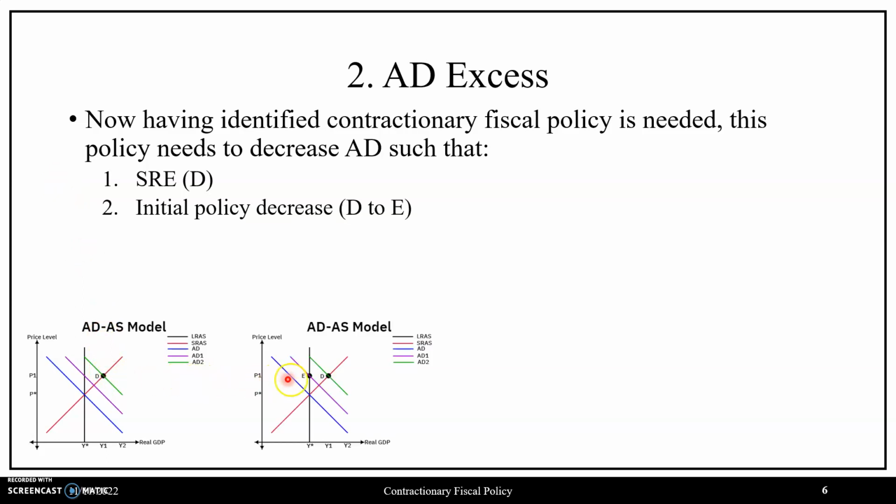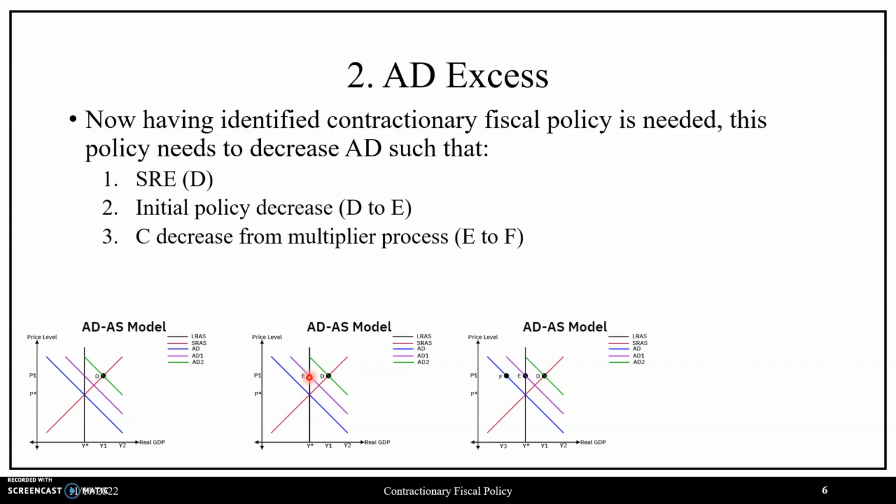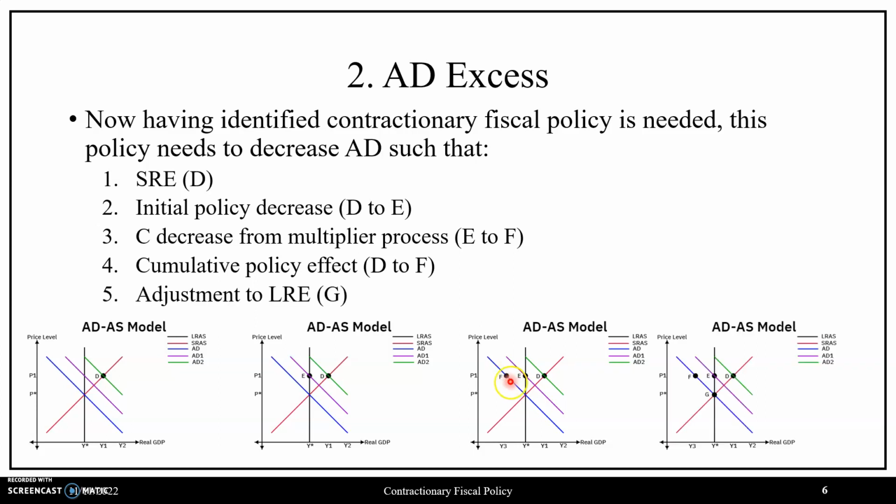The initial policy change needs to occur in that there's an initial decline in aggregate demand, where after this initial decline in aggregate demand occurs, it kicks off a negative multiplier effect in which there is a further decline in aggregate demand corresponding to a decrease in consumption due to the multiplier process, after which there is an adjustment period in which the economy adjusts to the long-run equilibrium at point G, in which the economy is back at potential real GDP Y star and at the targeted price level P star.